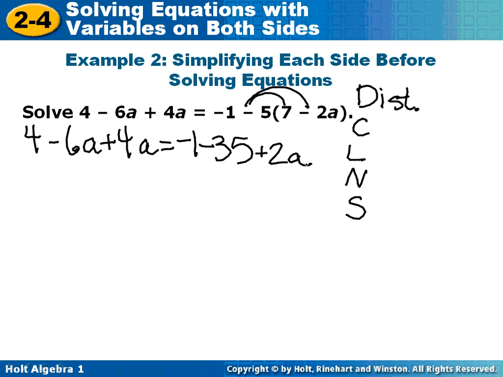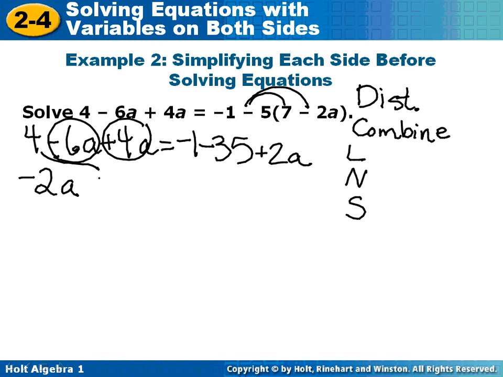C stands for combine. We're going to combine like terms on either side of the equal sign that we can put together. So we have a -6a and a +4a. That adds together to give me -2a. Go ahead and bring the 4 down, plus 4. On the right-hand side, we have two constants that can be put together. I'm going to go ahead and put the 2a in front, minus 36.